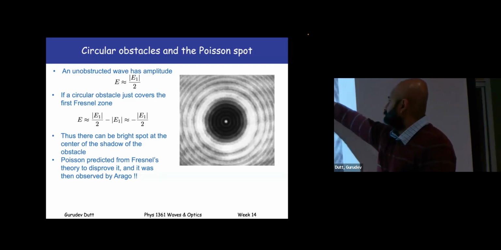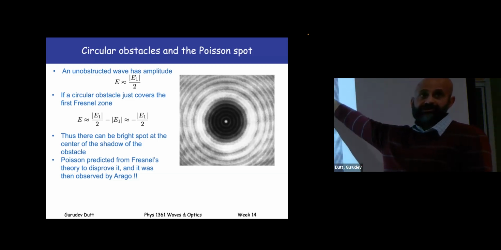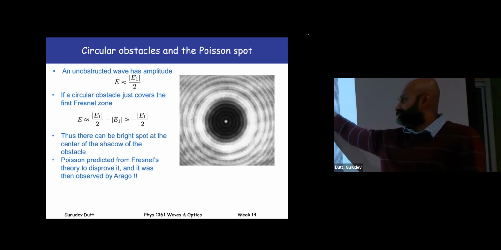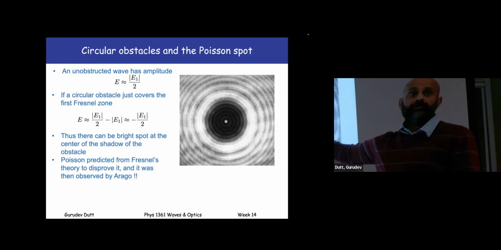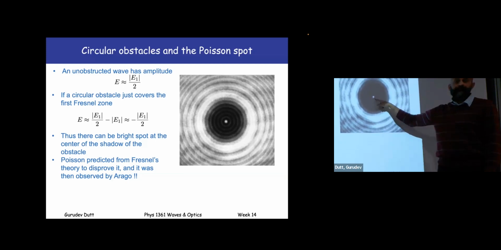So here is a ball bearing which has been illuminated by plane waves from a laser beam. Of course, you see all the fringes in the region outside of the obstacle, but right at the center point, you observe a bright spot. Okay. And this is very interesting. This spot is called the Poisson spot.